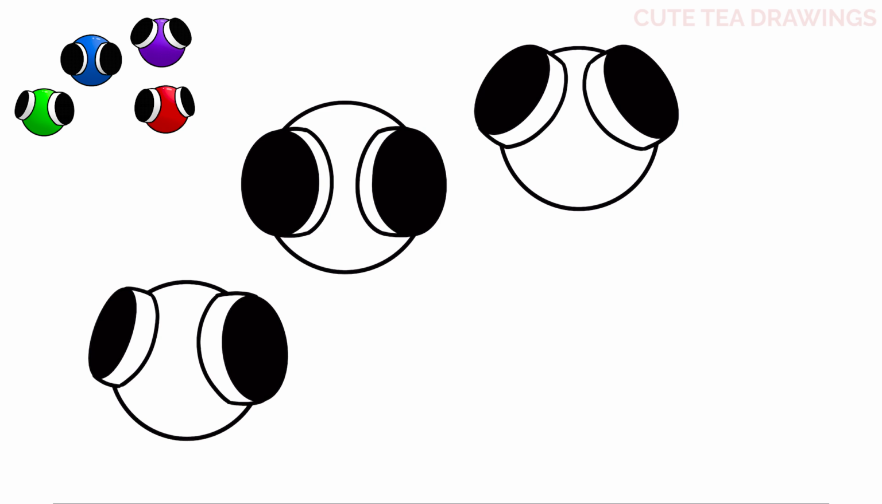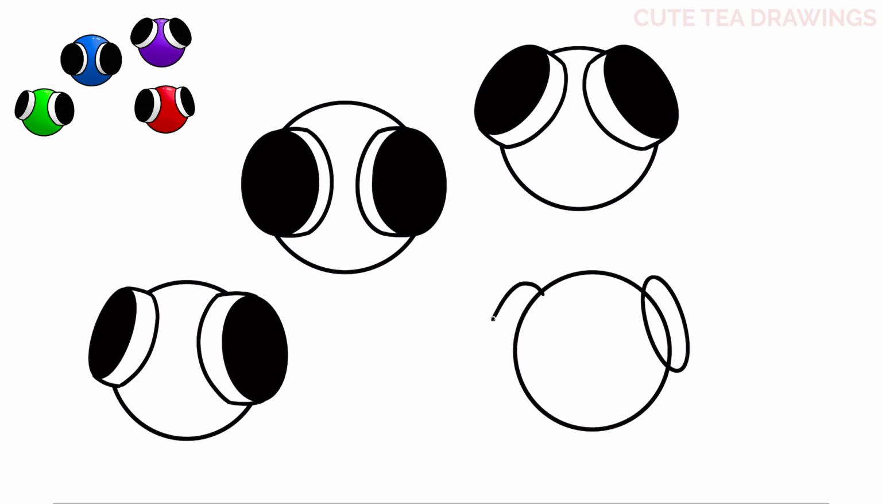Let's draw one last one on the bottom right. We'll start again with a circle for the body. And now let's add the eyes. Let's add a smaller oval on the top right. And then a larger one on the left here. And now let's color them both in black.